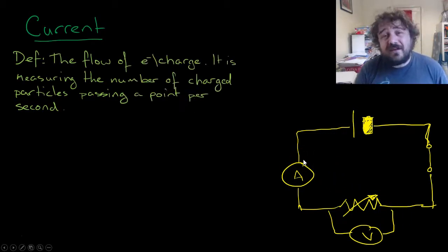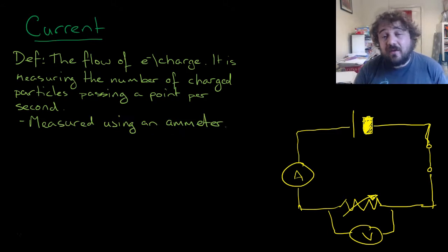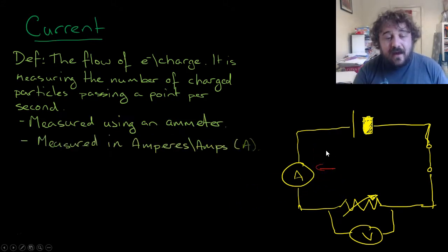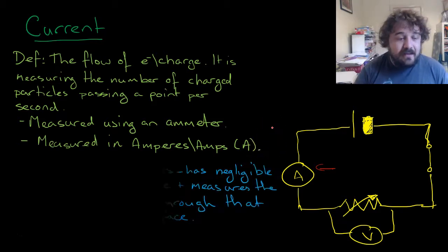So basically current is the flow of electric charge. When we're measuring current, it's the number of charged particles passing a point per second. Now, we measure it using an ammeter, which is this guy. It's measured in amperes, which sometimes gets shortened to amps. It's named after a man called Ampere, but we can say amps. And the symbol for this unit is just a capital A.